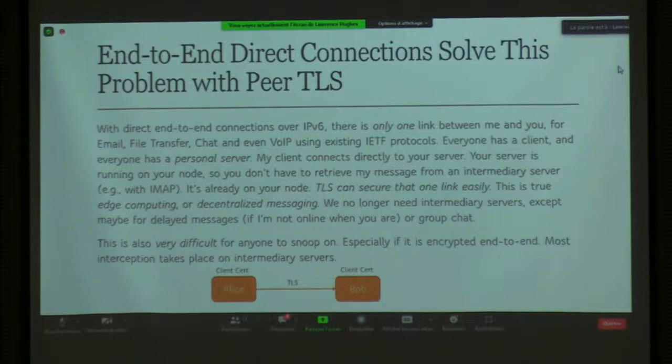This is also very difficult for anyone to snoop on, especially if it's encrypted end to end. The only way to snoop on that sort of thing would be to actually put a Trojan horse on either Alice's node or Bob's node and watch everything that's going to a screen or from his keyboard or whatever. There's no way to snoop on an intermediary node like is commonly done today with internet messaging. Most interception and modification takes place on intermediary servers, so get rid of the intermediary server.